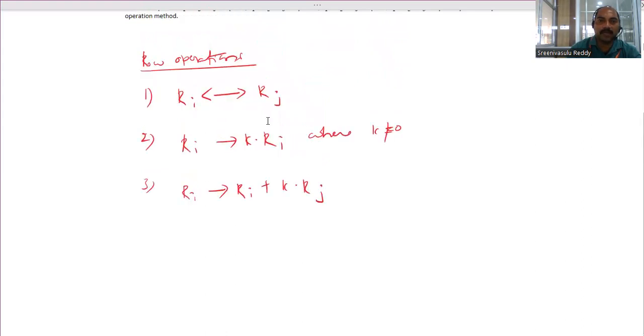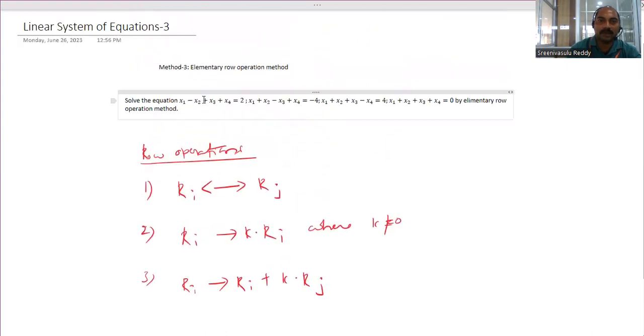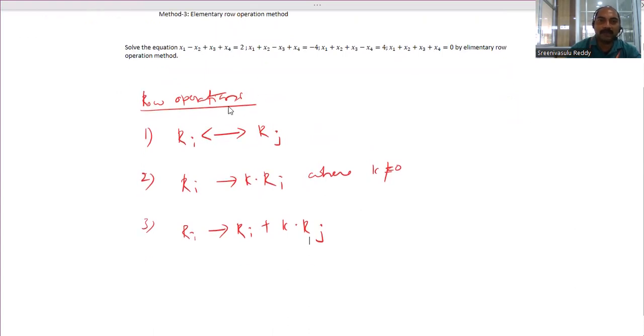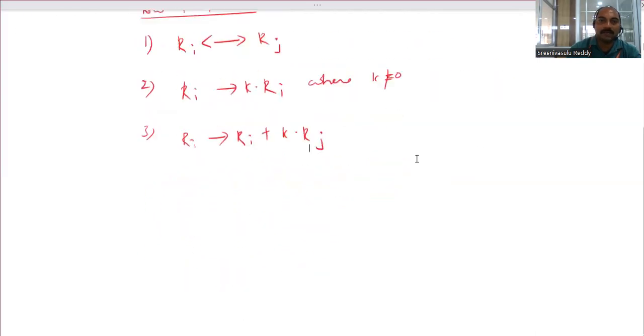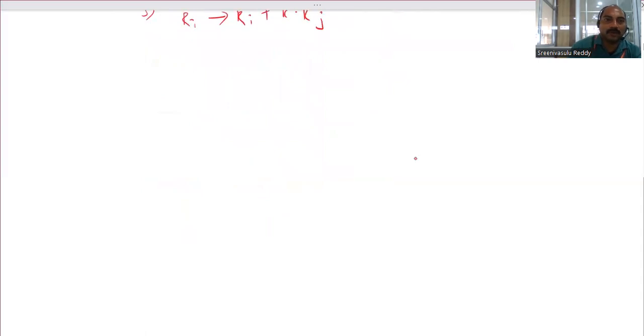We apply these three properties to solve the above system of equations. First, find the inverse. Sometimes from the examination point of view, we may be asked to find the inverse of the coefficient matrix in place of solving the equation. First, write down the coefficient matrix of the above equation.